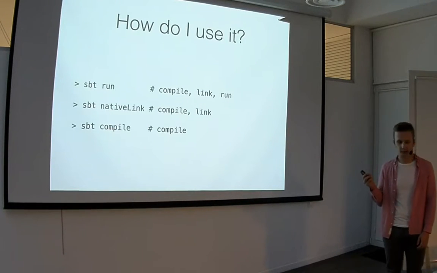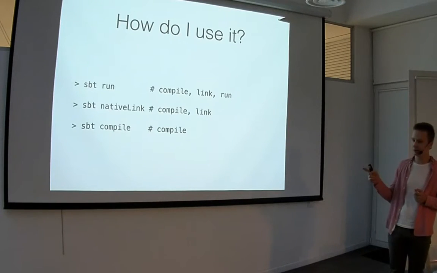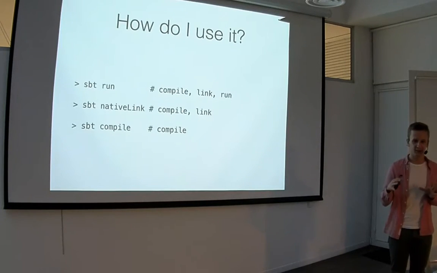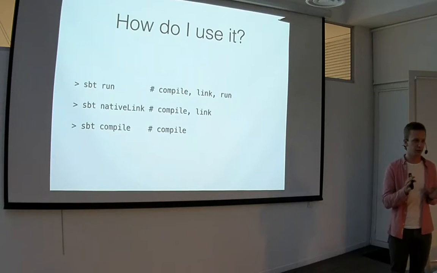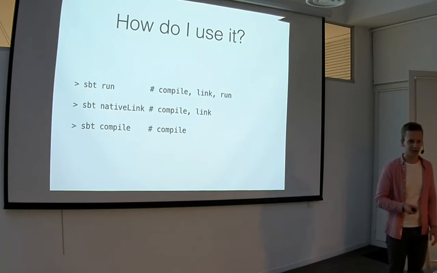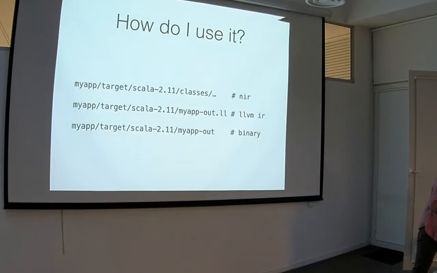What it does, it will produce a native binary without running it, because compile doesn't compile to native code, it compiles to an intermediate stage. So if you ever used Scala JS, no? No, okay. But I'll explain it later. Someone asked for low-level details, so you'll get them. And this native link will also produce this nice binary.